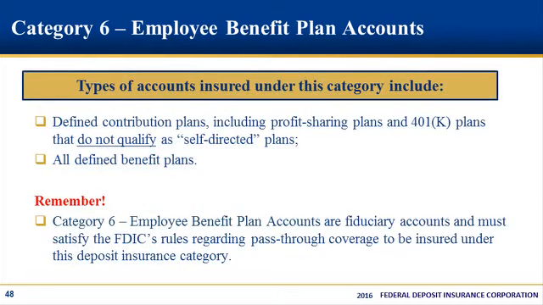The types of employee benefit plans covered under Category 6 include defined contribution plans that are not self-directed. And as mentioned previously, all defined benefit plans are insured under this category. As a reminder, Category 6 employee benefit plan accounts are fiduciary accounts that must meet the requirements for pass-through deposit insurance coverage to be insured in this category.